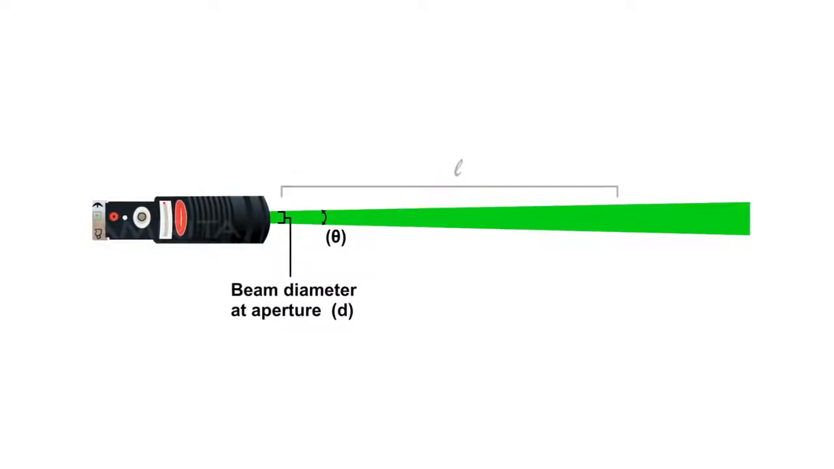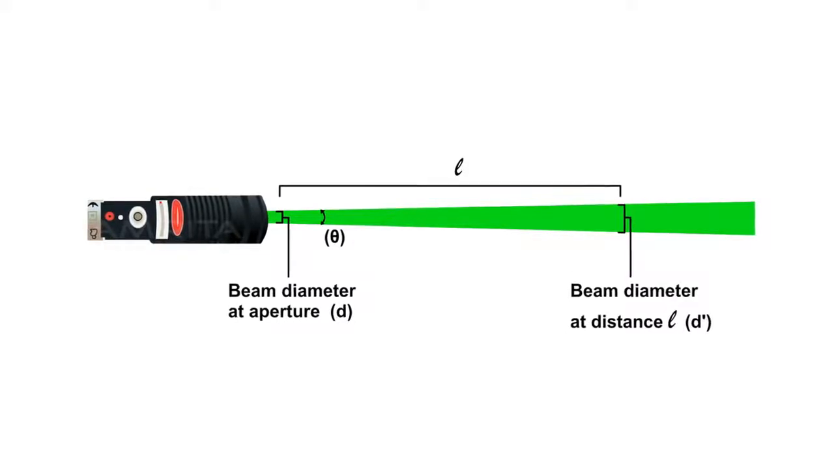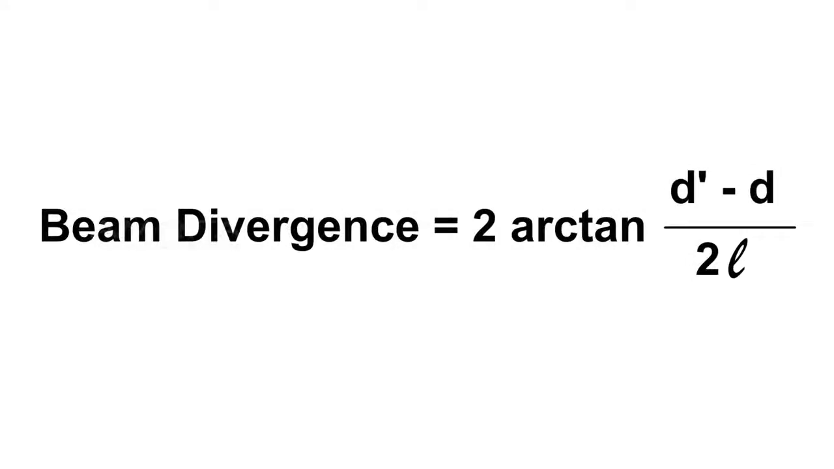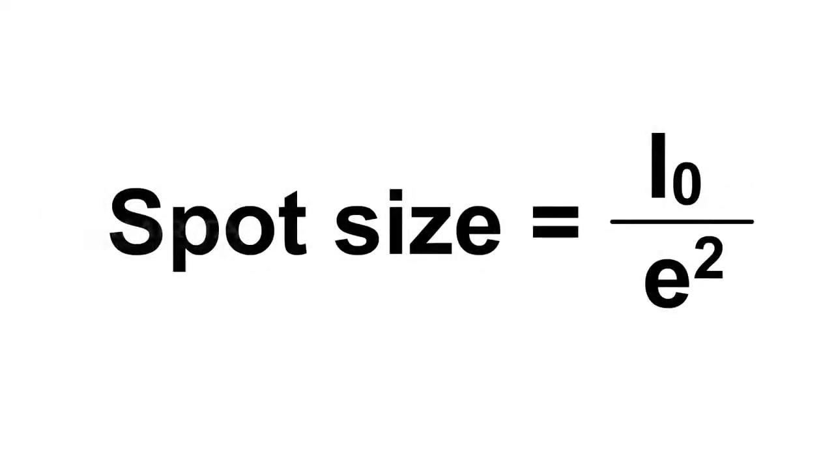In traversing a distance L, the beam diverges to a circle of diameter d'. That is, the beam divergence is an angular measure of increase in beam diameter with distance from the optical aperture from which the electromagnetic beam emerges. The spot size of the beam is the radial distance from the center of maximum irradiance or intensity to the 1/e² points.